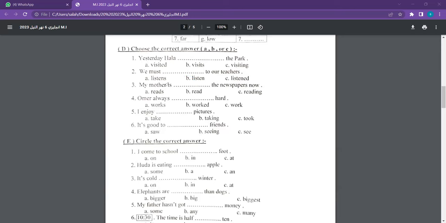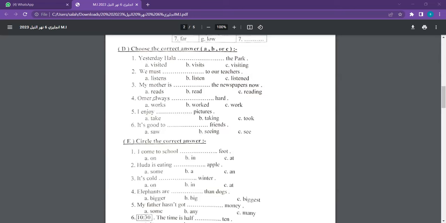Number three: My mother is dash the newspaper now. Now means what? Present continuous. Very good. My mother is reads. My mother is read. My mother is reading the newspaper now. Which one is right? Present continuous means reading. Yes, very good. That is right. My mother is reading the newspaper now. Very good. Good job, Ruba.